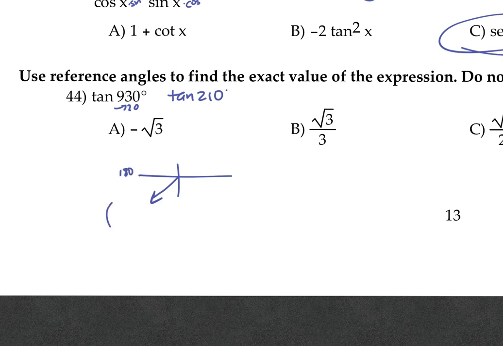And that coordinate point there is negative root 3 over 2 and negative 1 half. And the tangent, because it's an over 6, is root 3 over 3. So because it's in the third quadrant, my tangent's going to be positive, and then it's root 3 over 3.